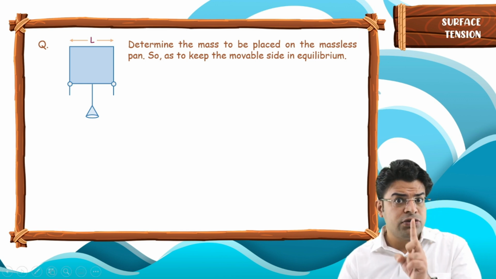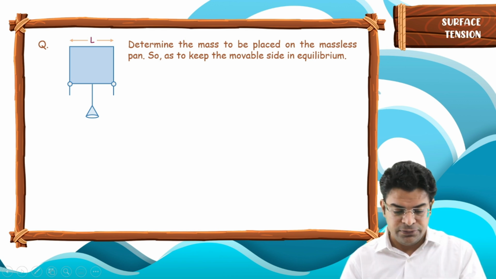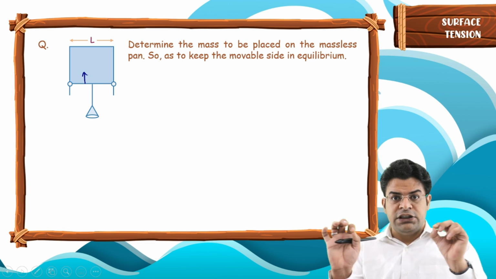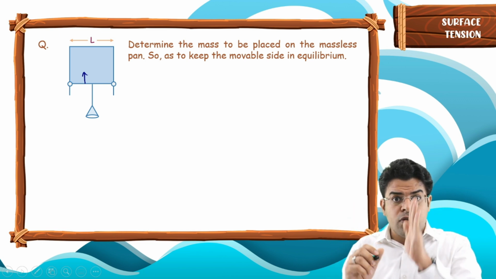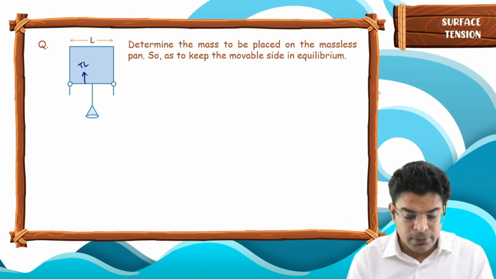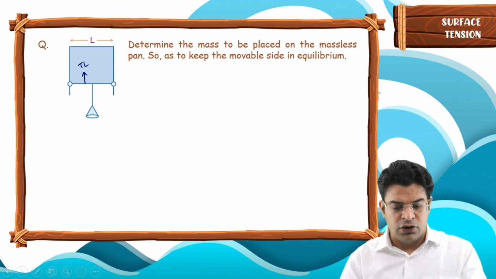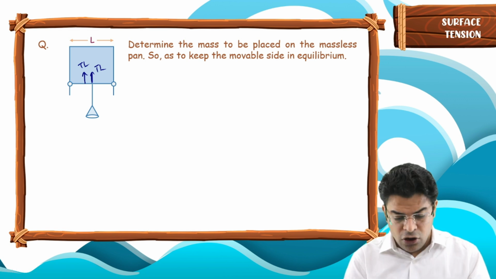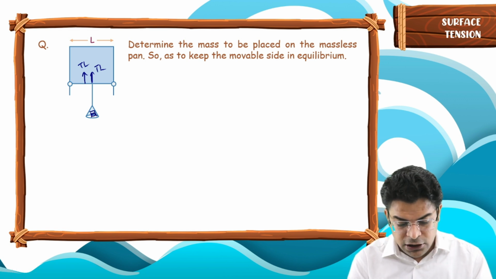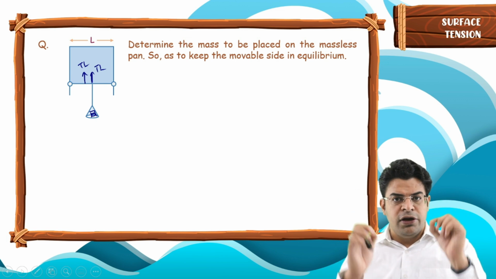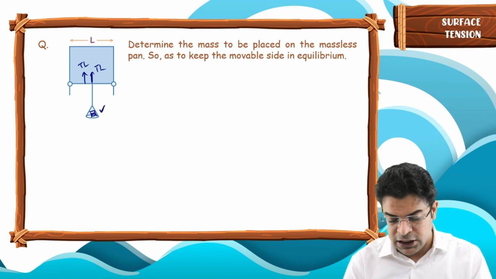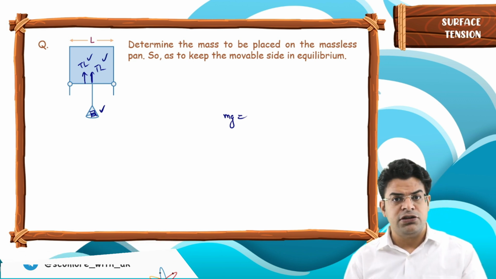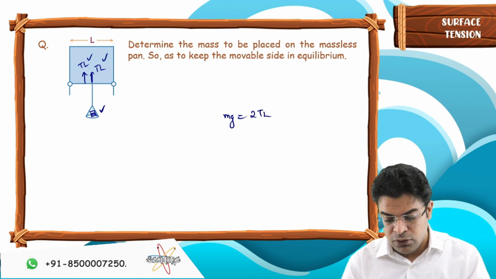Now a film has got how many surfaces? Two surfaces. Because of the front surface, there will be a force of surface tension on this movable rod, perpendicular to length, TL up. Because of the back surface also, there will be a force of surface tension TL up. They are asking you how much mass has to be placed in the pan so that the system remains in equilibrium. So the weight of this mass, mg, should be balanced by these two forces of surface tension. So mg equals 2TL.